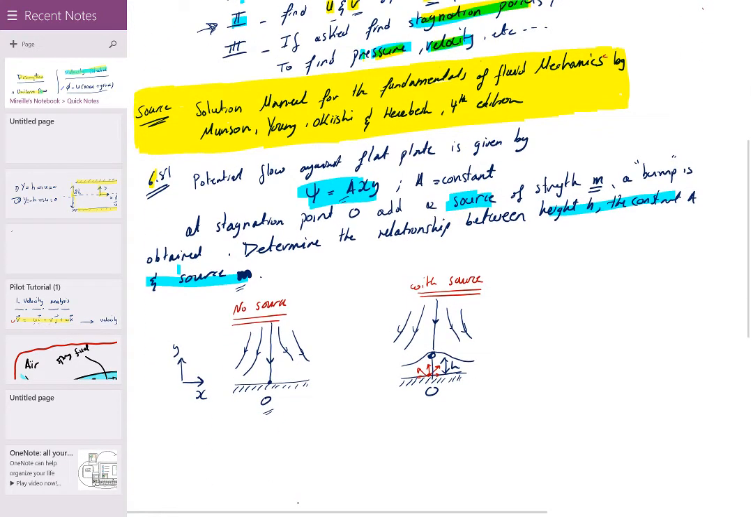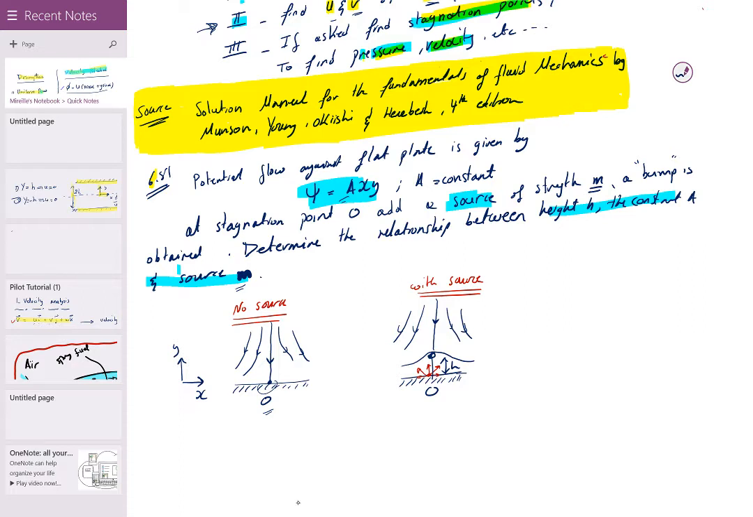Now, the problem states we have a potential flow against a flat plate given by the stream function psi = Axy, where A is a constant. At the stagnation point O, add a source, that's the second picture, of strength m, and a bump is obtained. Determine the ratio between the height h, the constant A, and the source m.